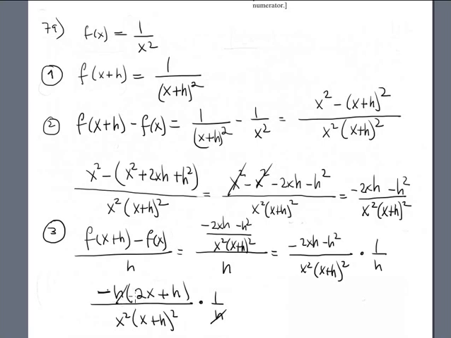Cancel out h and h. The answer is minus (2x plus h) over x squared times (x plus h) squared. And this is the final answer. You can leave it like that, or you put the negative outside, whatever, but it's the same.